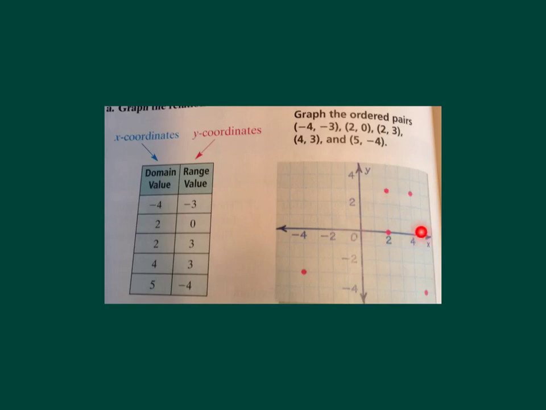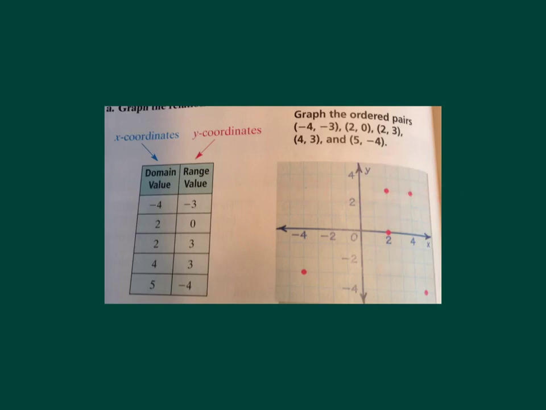Then 4 and 3. And then lastly, this one is 5 and -4. Okay, is this ordered pair a function? Now you could say that these two right here have the same y value, and these two have the same x value. Does these two having the same y value, or these two having the same x value, make it not a function? The answer is it's these two having the same x value makes it not a function. This is okay. This is a line.